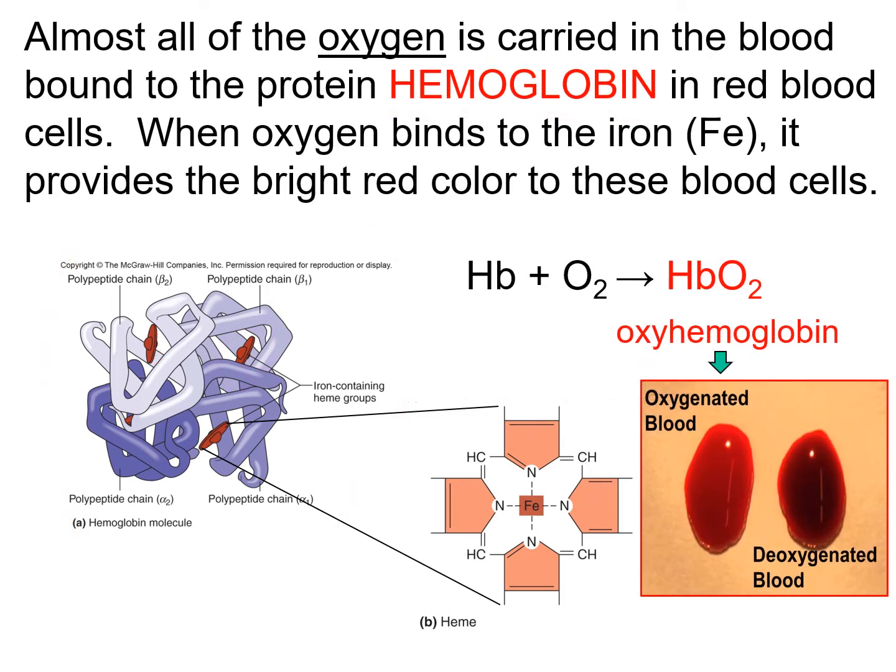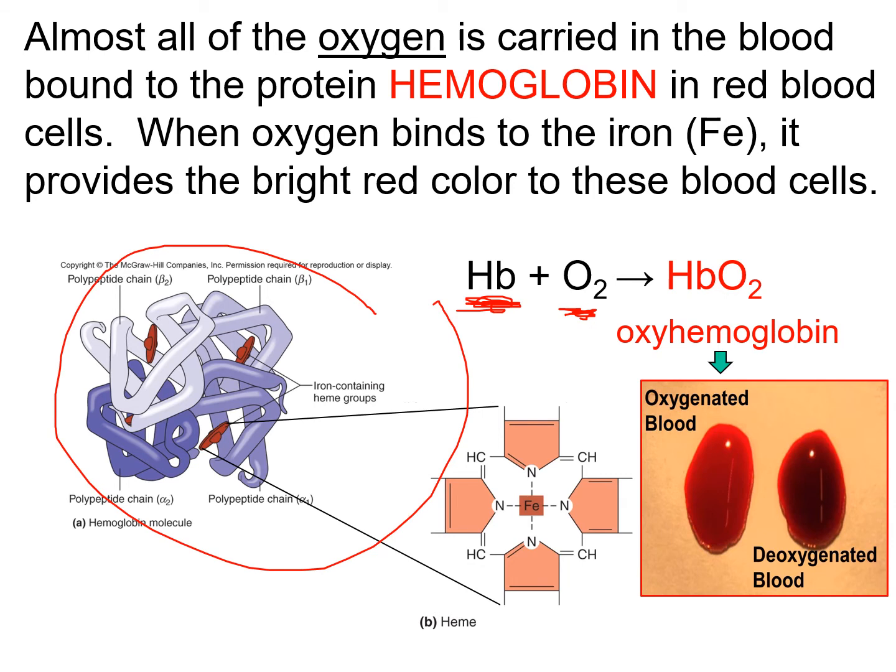This next insert photo does a nice job showing you what happens when oxygen binds to the hemoglobin. Hb is just an abbreviation for this molecule. When O2 binds to hemoglobin, we make something called oxyhemoglobin, meaning it's been charged with oxygen. The oxygen has bonded to the iron, and the color of that oxygenated blood is very, very bright red. When it gives up its oxygen to the tissues, it turns a much darker red color here.